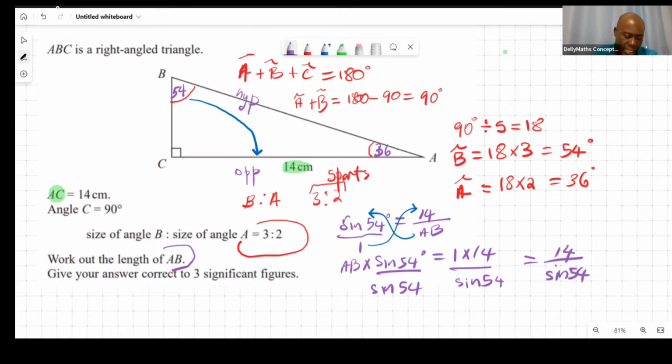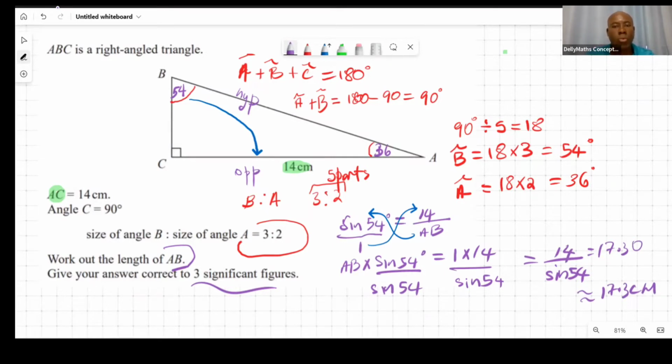So we'll go on our calculator and plug that in: 14 divided by the sine of 54. Make sure that the calculator is in degree mode, please. And then to 3 significant figures, let's look. We will be getting 17.30, but they did say to 3 significant figures. So we're talking about 17.3 centimeters. And that's our answer right there. So the length of AB is 17.3 centimeters.